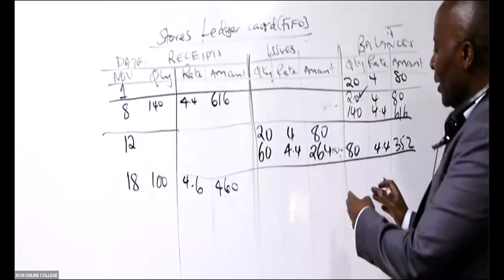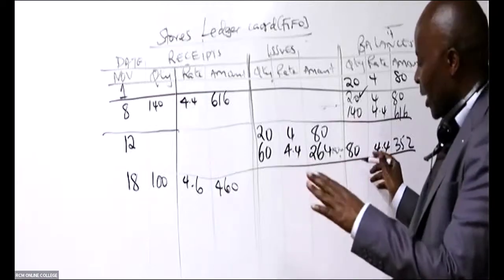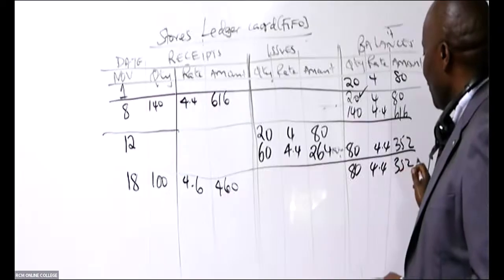So able to update balance. So you will say 80 plus 100, really? No, they are different. So here it will be 80 at 4.4, 352.